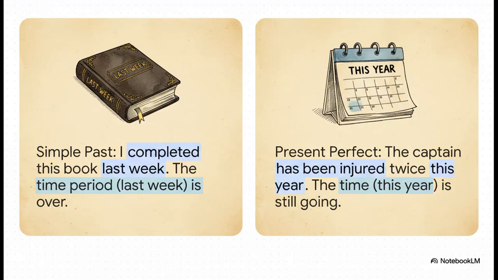Okay, the key difference here really just boils down to one simple question. Is the time period finished? The simple past is for a finished time. If I say, "I completed this book last week," well, last week is over and done with. But the present perfect is for an unfinished time. If someone says, "The captain has been injured twice this year," that suggests this year is still going on. He could get injured again. So always ask yourself, is the time period over?